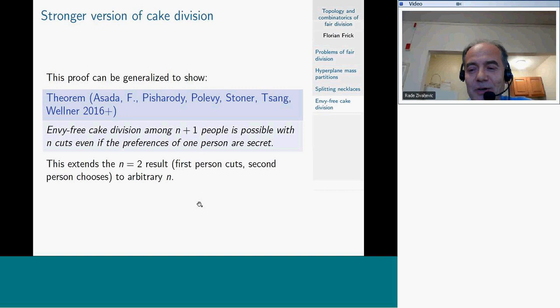Yes. But this question about the number of solutions for the equipartition, I don't believe it was studied. In some cases, of course, it coincides with the total number of solutions, but I don't believe that anybody studied that. Okay.